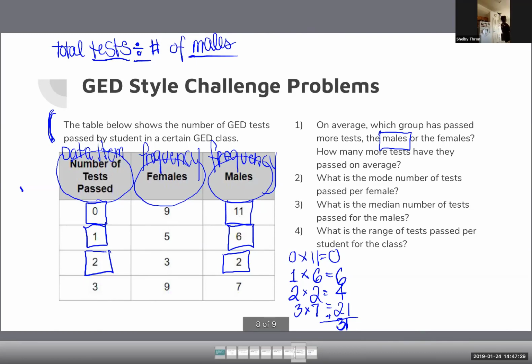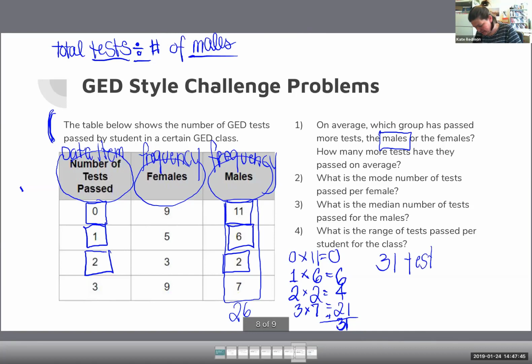So let me count them out first. So here's all my male students. That's 11 plus 6 plus 2 plus 7. That's 26 male students. So I'm going to take those 31 tests and divvy them up equally between the 26 males. And guys, I just have to warn you that just like in real life, the data is not going to be super pretty here when we divide. That's okay. We'll just round it.